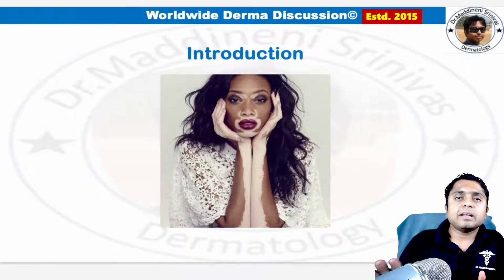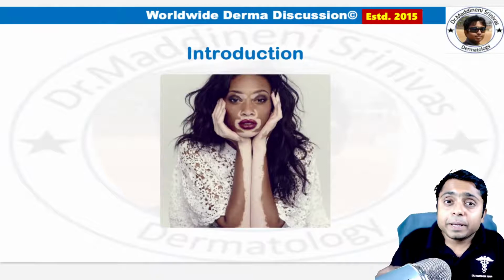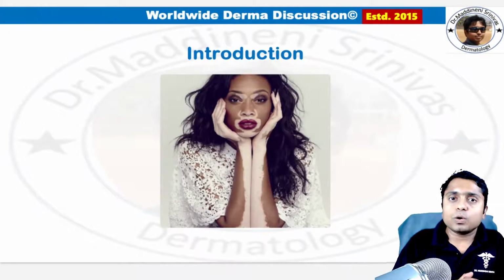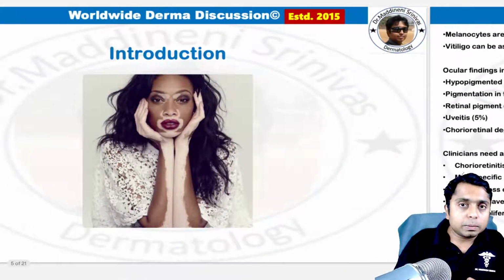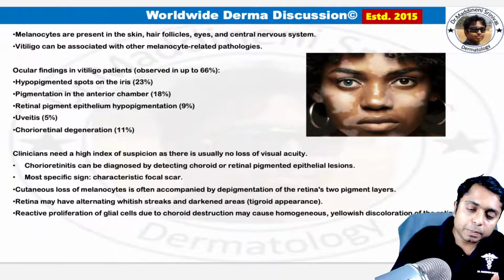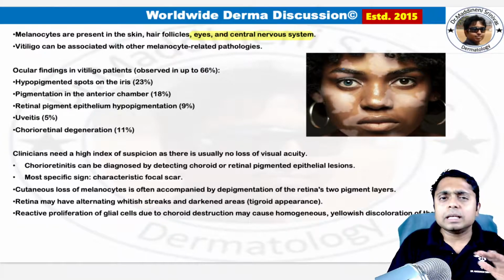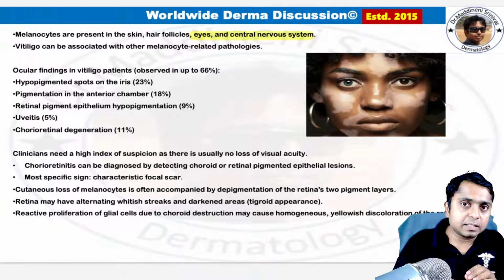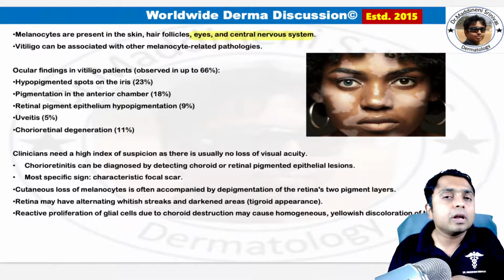So over the skin, how will the manifestations be? Bilaterally symmetrical depigmented macules and patches will be seen over the skin. But you have to remember that melanocytes are not only present in the skin, they are also present in the eyes and the CNS, central nervous system. So there will be some associated manifestations. So let us look at the ocular findings.